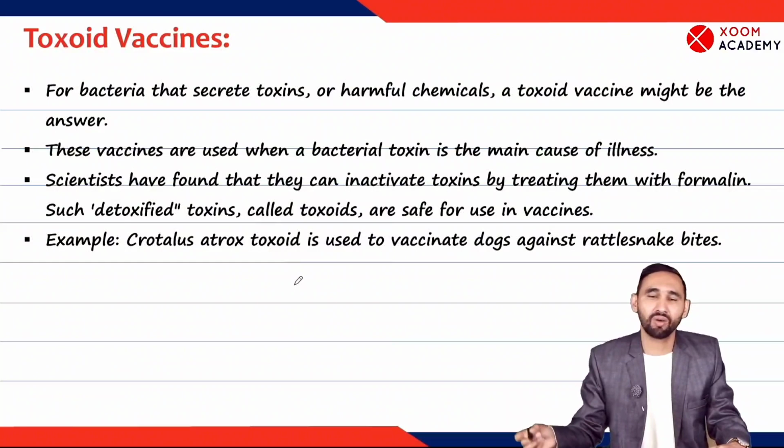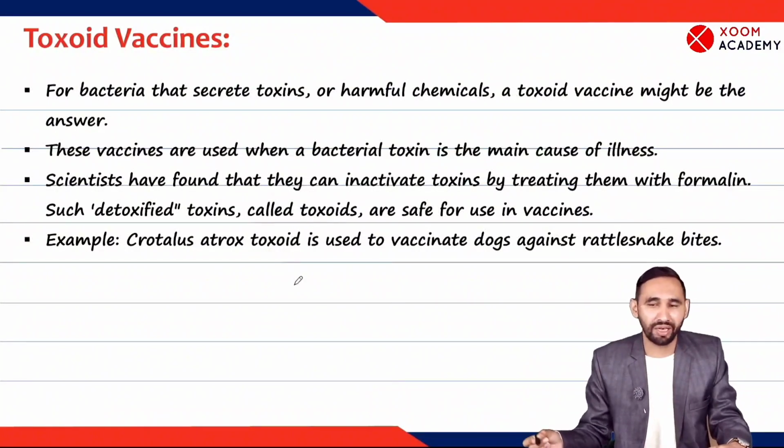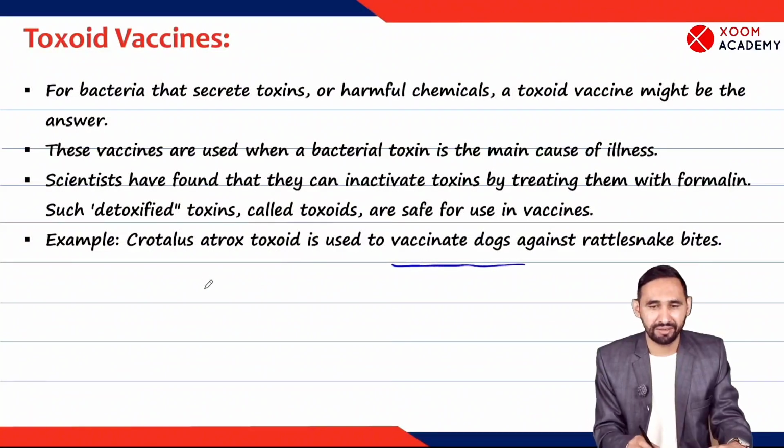Toxoid vaccines. Certain bacteria produce toxins, so we need to give a toxoid vaccine. Like in the case of snake bites, we can give a toxoid vaccine. In the case of diphtheria, the disease spreads through toxins, so we can give a toxoid vaccine.